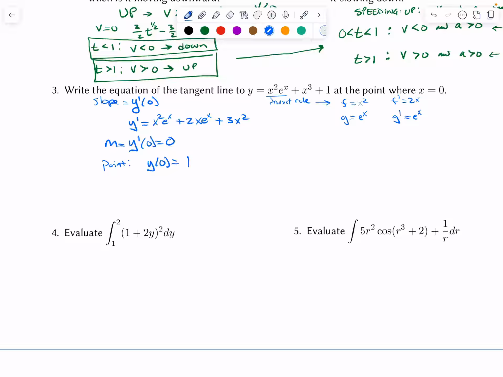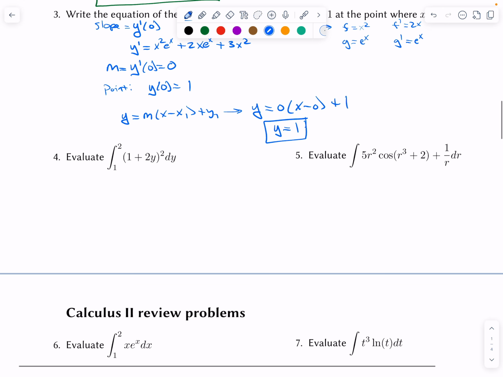So y is equal to m times x minus x1 plus y1. That's your point slope form of the line. So this gives me y is equal to 0 times x minus 0 plus 1. So y equals 1. Should have picked a more complicated problem. All right, 2 more, and then we'll take a break.